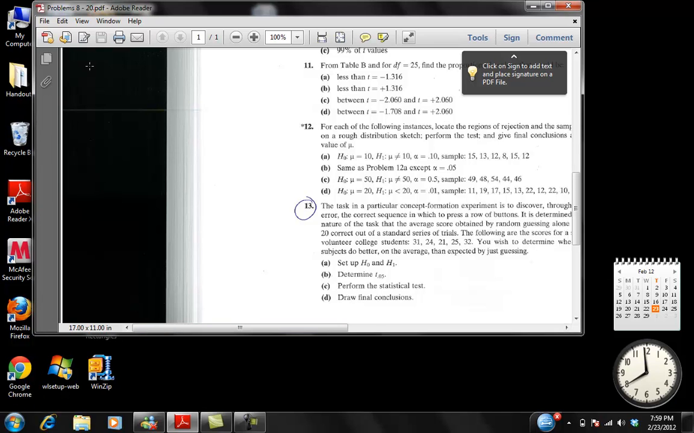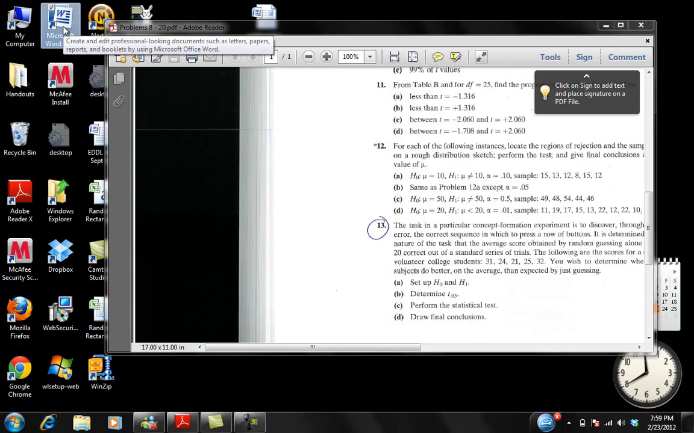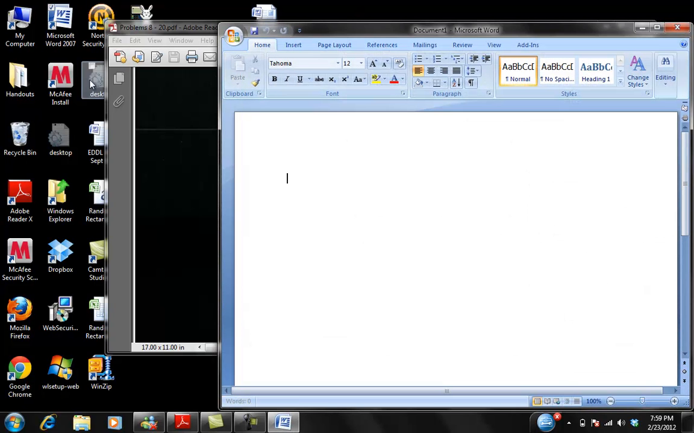HA. So I'm going to open a Word document so I can write our HO and our HA. Our HO is the null hypothesis. It's what we believe is true. So we believe that the mean is 20. So our HO is mean equals 20. The null hypothesis always has an equal sign in it.